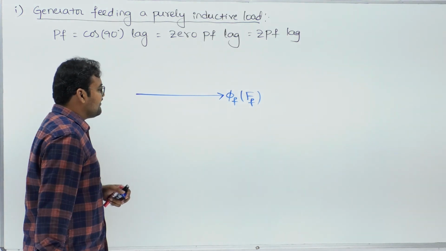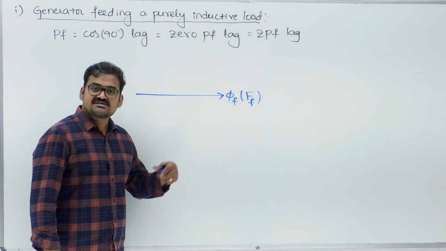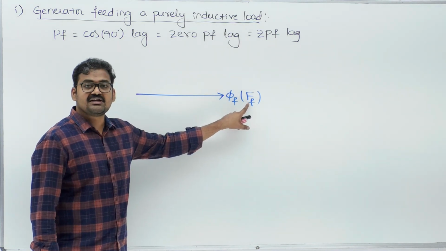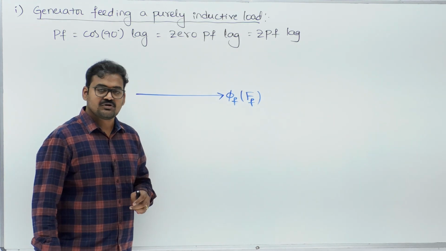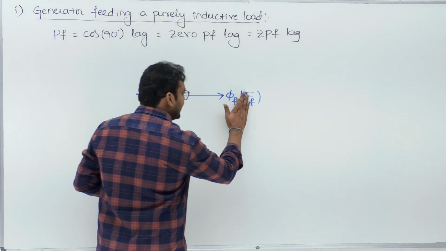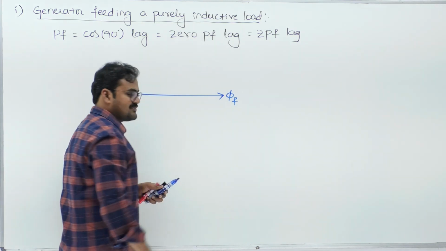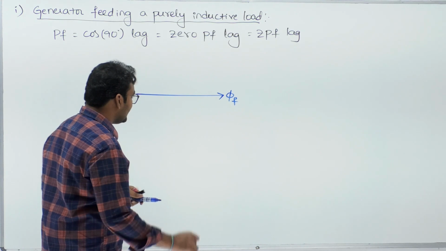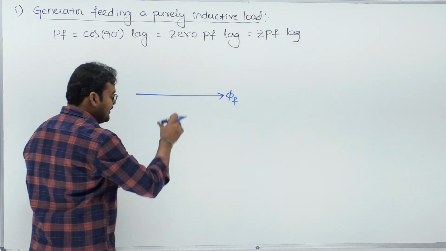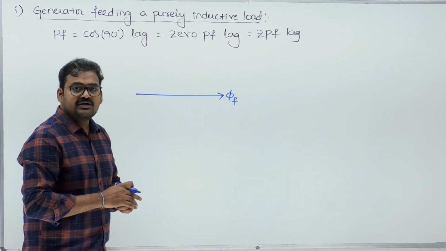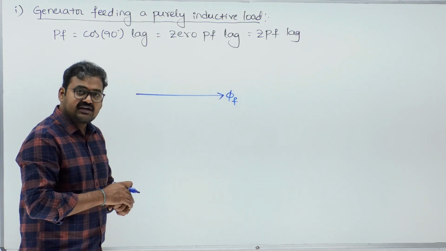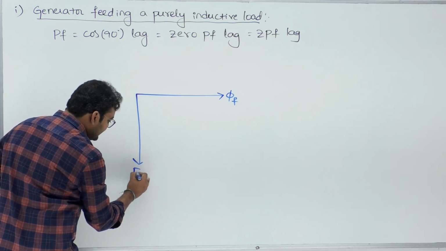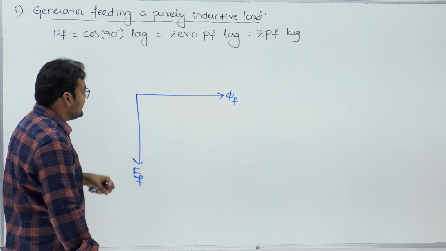Why are flux and MMF in phase with each other? Because it is a cylindrical rotor machine, so flux and MMF, MMF will be represented by a letter F, both are in phase with each other. For simplicity, I want to represent with the flux phasor. In case you want MMF, that will also be in the same direction. Now, this is the main field flux. We discussed already induced EMF is always lagging this flux by 90 degrees. So see this, this is the field induced EMF lagging the flux by 90 degrees.